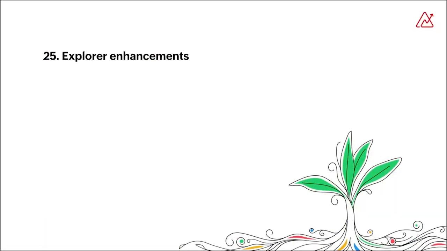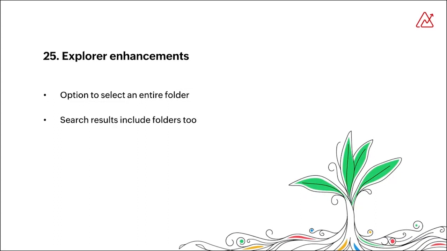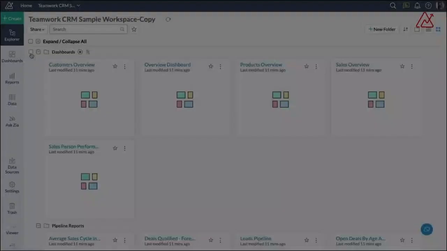Moving on, we have a couple of Explorer enhancements. So these enhancements are to essentially make easy the search, find, and navigation operations that you do in the Explorer. So up first, you have the option to select an entire folder now, which was earlier not present. And we also have our folders included in the search results in the Explorer. Earlier, we only had reports and dashboards. And finally, we support folder hierarchy in the Explorer as well as the reports navigation tab.